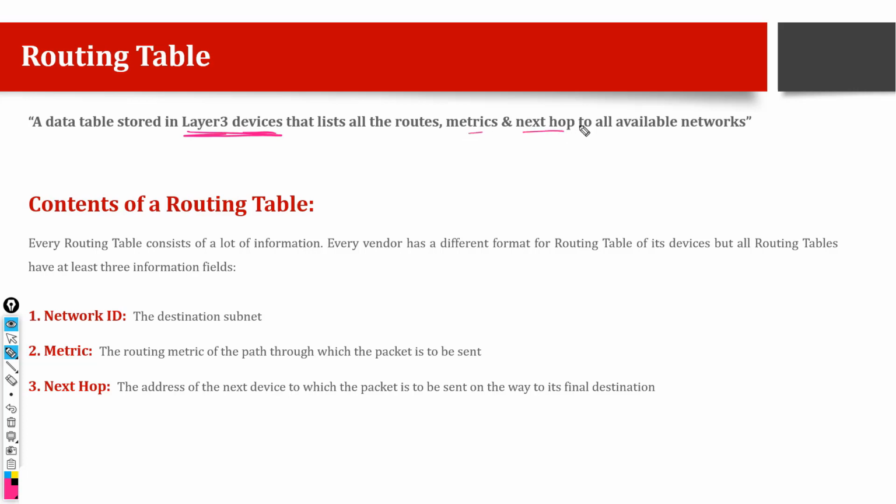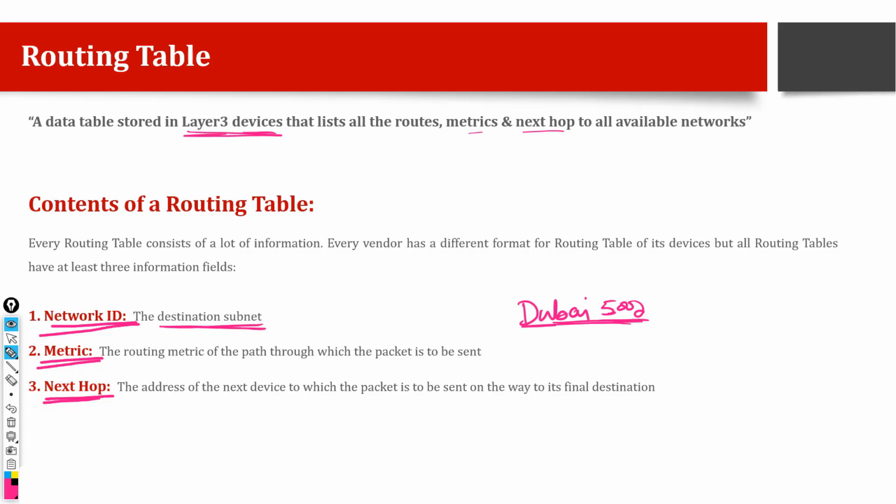So basically it has three major portions. The first one is called the network ID, the second one is called the metric, and the third one is called the next hop. So what are these three? Network ID is the destination subnet. For example, if you have to reach another city, the city name is Dubai. So Dubai is the network ID which you have to reach. Maybe the postcode is 5002. So this is your network ID, the destination which you want to reach.